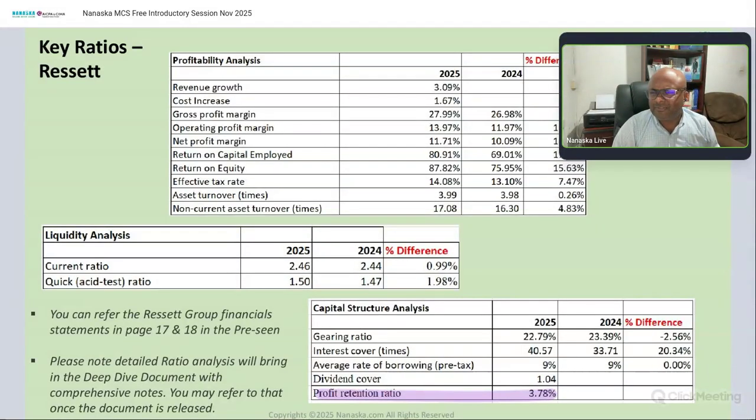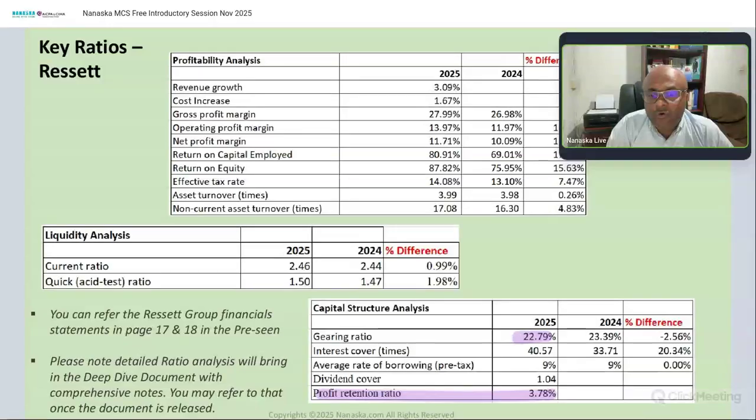What is profit retention ratio? Profit retention ratio is, out of the profit, what percentage was retained without paying dividend. So you know what the dividend payout ratio is. Almost 97% or 96% of the profits were declared as dividend. Profit retained is only 3.78.